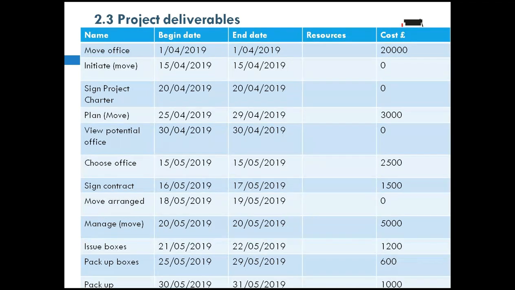So, project deliverables, taking into consideration the assignment that you're going to do concerning moving an office. You begin with the office move. Maybe the beginning date is 1st of April 2019, and the same day is when you plan to move. And then the second phase is the initiation of the move.